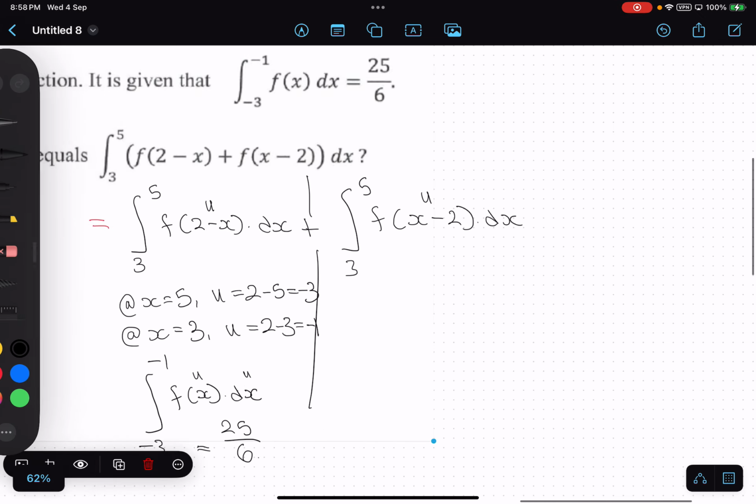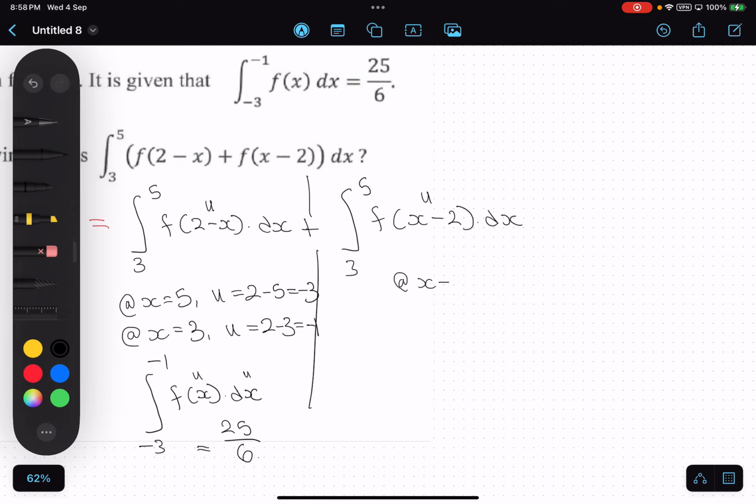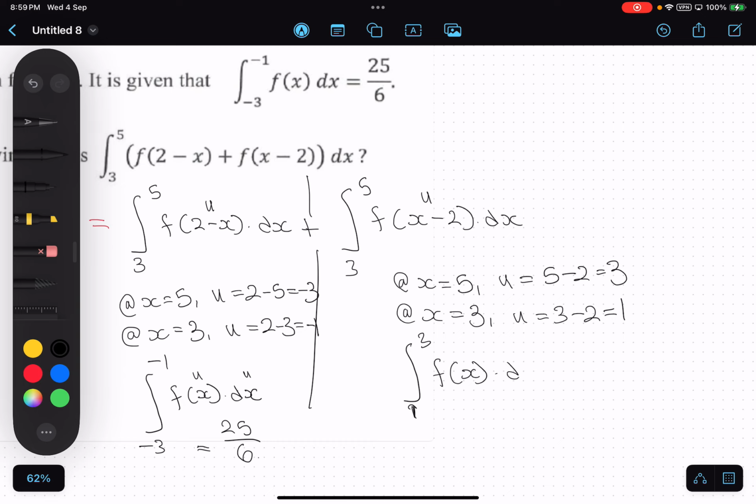For the right side, again, you want to call what's in the bracket u. At x equals 5, u equals 5 minus 2, which equals 3. And at x equals 3, u equals 3 minus 2, which equals 1. So this new integral is going to be from 1 to 3 of f of x dx.